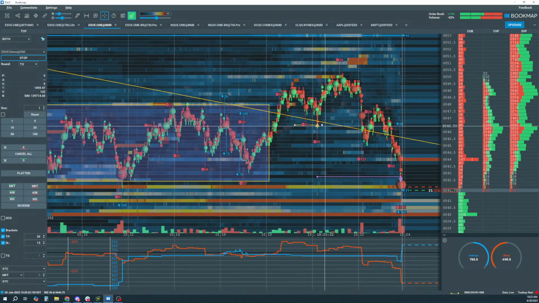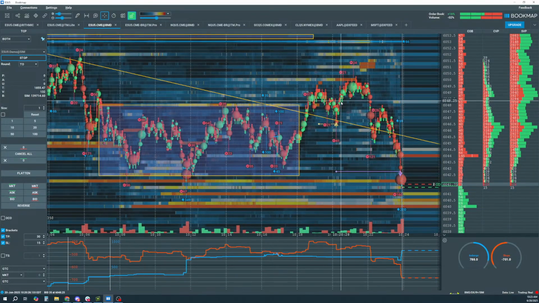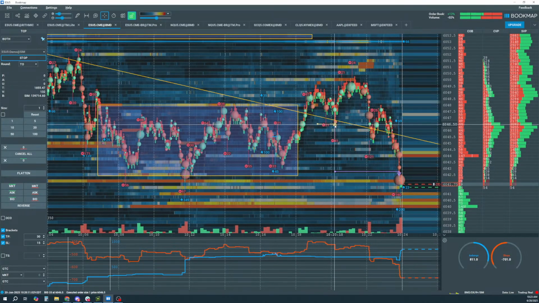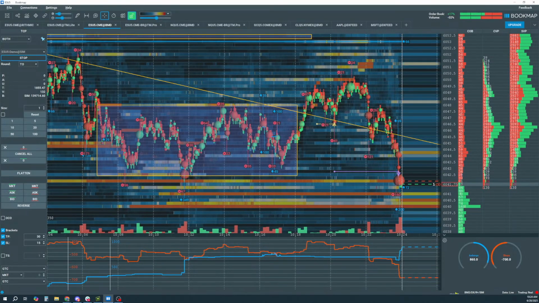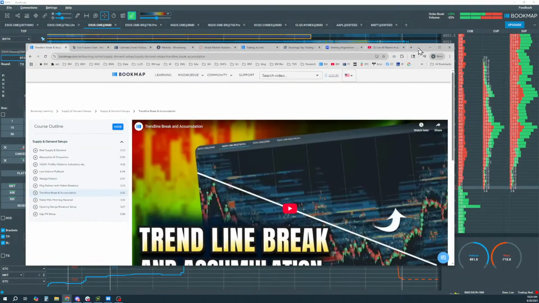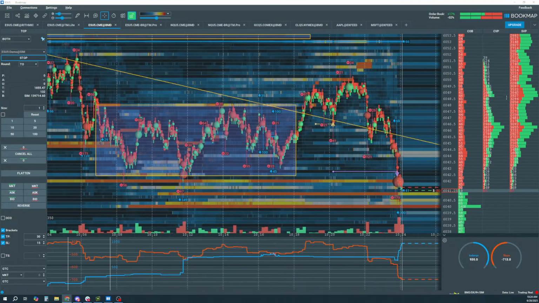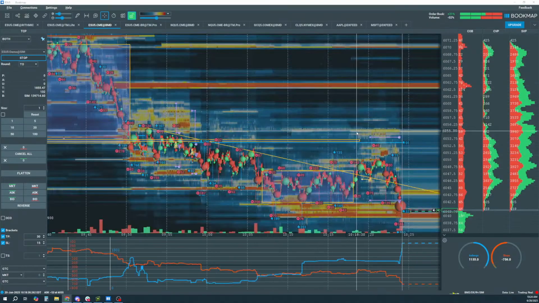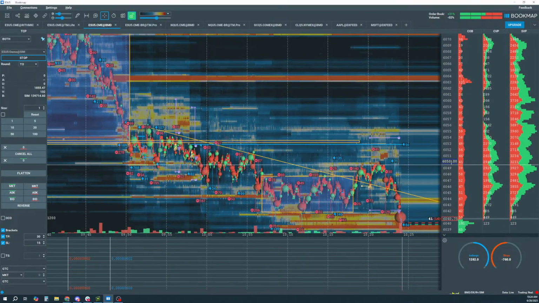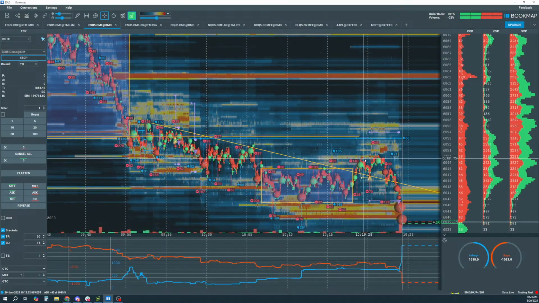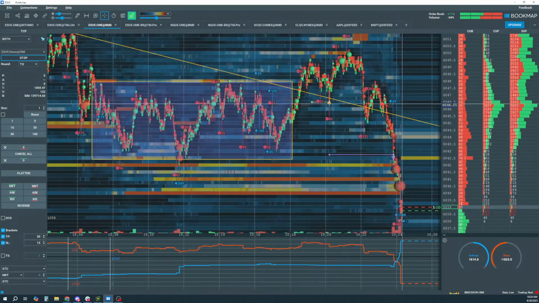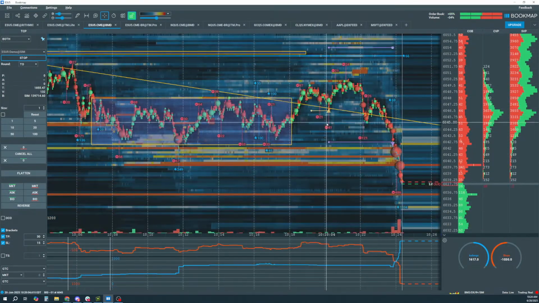Well, let's go over this here. And this is one of, like I said, one of the setups in here, this trend line break and accumulation setup. What happened in here? In fact, in the video, we cover that you would look to take some off at the top of the range in here. Okay, so instead we didn't.